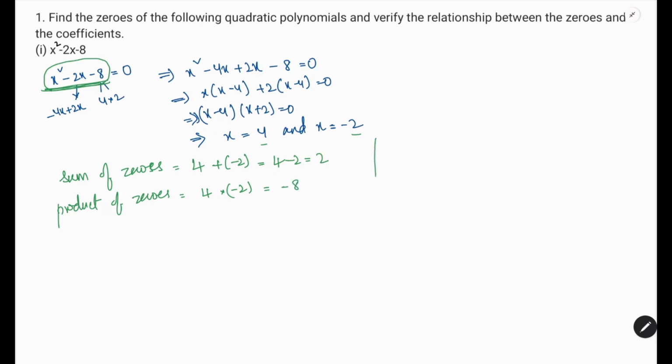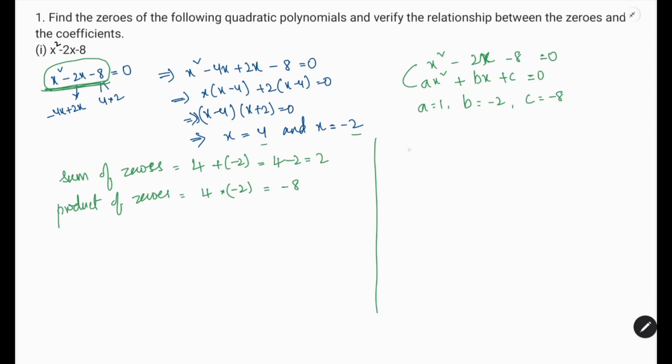Now here let us compare this equation x square minus 2x minus 8. Let us compare this polynomial to the general form of the polynomial, ax square plus bx plus c equal to 0. When we compare these two, a equal to 1, b equal to minus 2, c equal to minus 8.